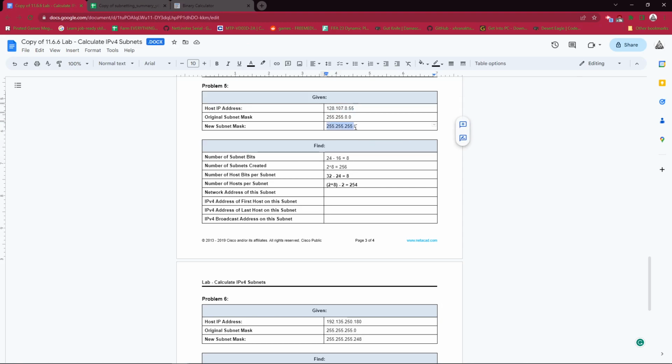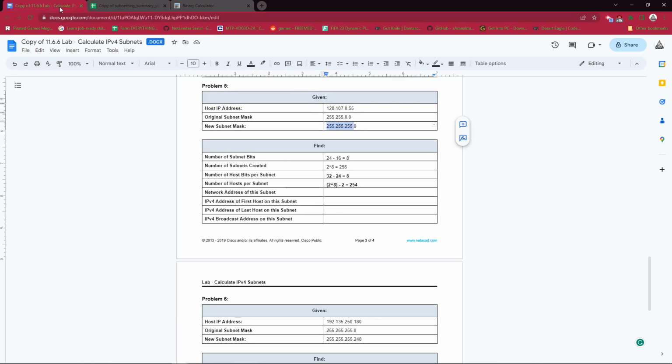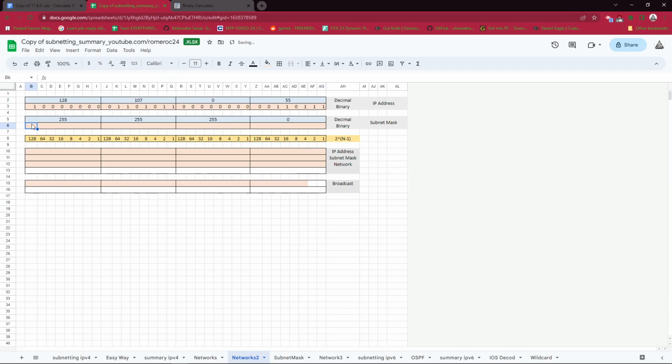Okay, so now we need to fill in our subnet mask. The subnet mask is 255.255.255.0. So fill in the binary.